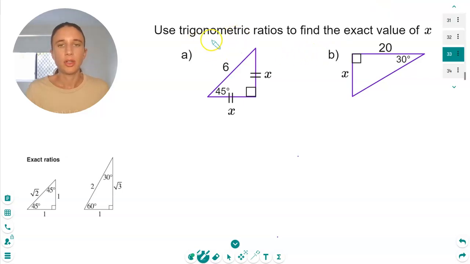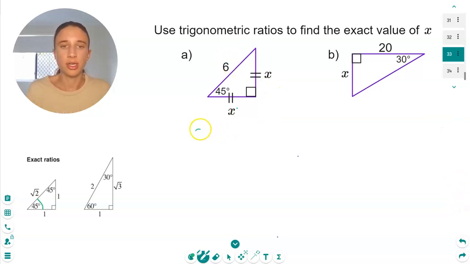Okay, next one. Use trigonometric ratios to find the exact value of x. First of all, we're not given what ratio we need to use here, unlike the last one. But we can look at the exact ratios triangles and see which one would correspond to this triangle. I can see an angle of 45 and two equal sides here, so that would correspond to this first triangle. Then it's just a matter of working with what you're given. I could use opposite over hypotenuse or adjacent over hypotenuse, so you just got to pick one.